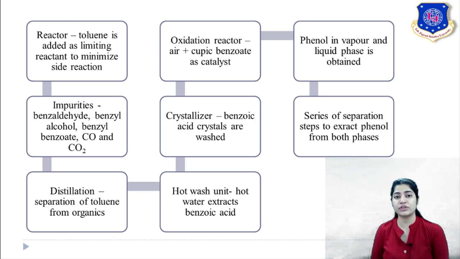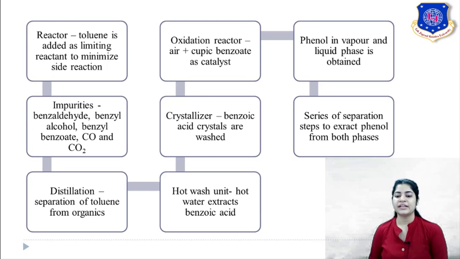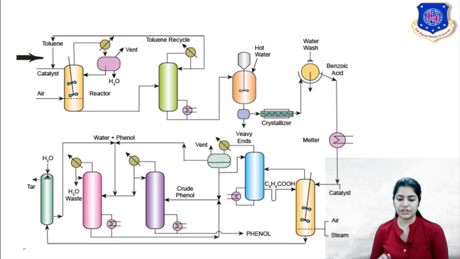Cupric benzoate is what here? Your catalyst. In the second reactor, further oxidation occurs, and air is passed along with the catalyst. Next, phenol is produced in both the vapor phase and the liquid phase. Here you can see the top and bottom parts; phenol is produced both in vapor and in liquid.